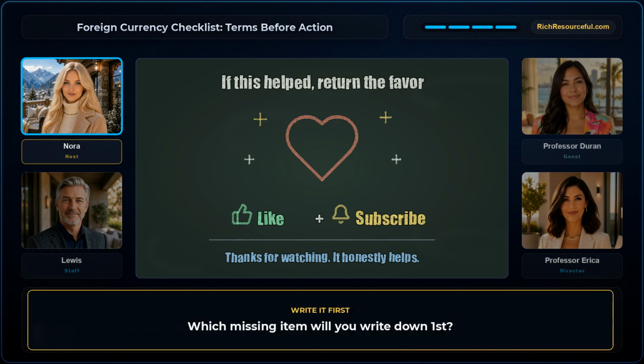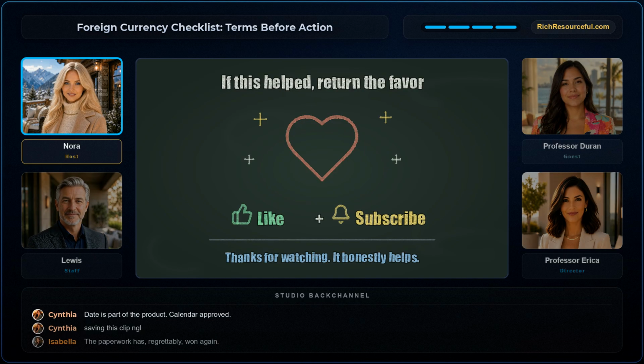Before you exchange, receive, or trade foreign currency, which missing item will you write down first? Purpose, total cost, controlling terms, or loss path? Keep the purpose clear, keep the records close, and let the decision remain yours.